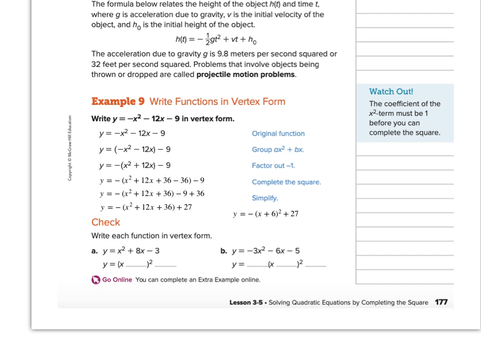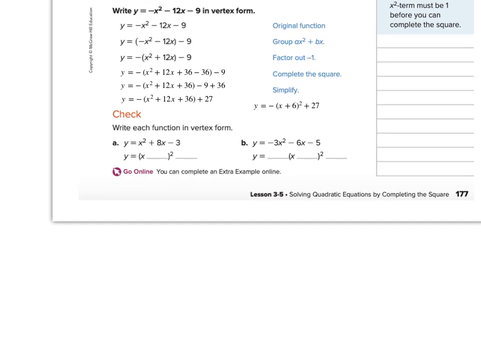Hopefully they're not all that difficult. But let's do the check here real quick. Okay, so I'm just thinking about what number I have to add, or what number would complete the square for 8x. Half of that is 4, and 4 squared is 16. So I will add 16 and subtract 16.